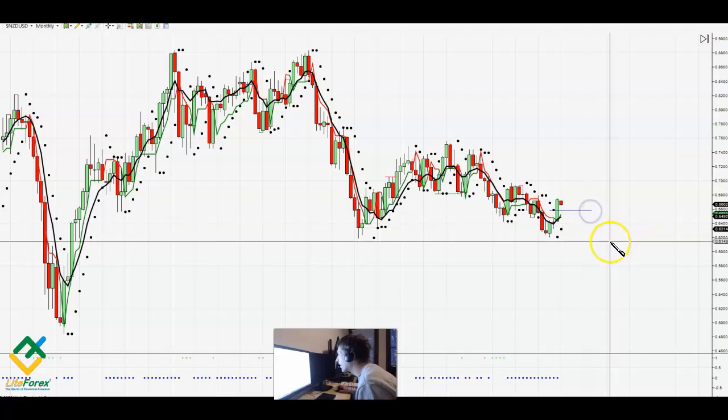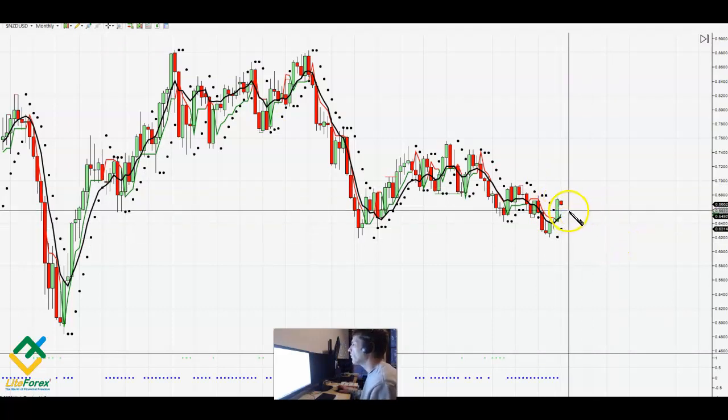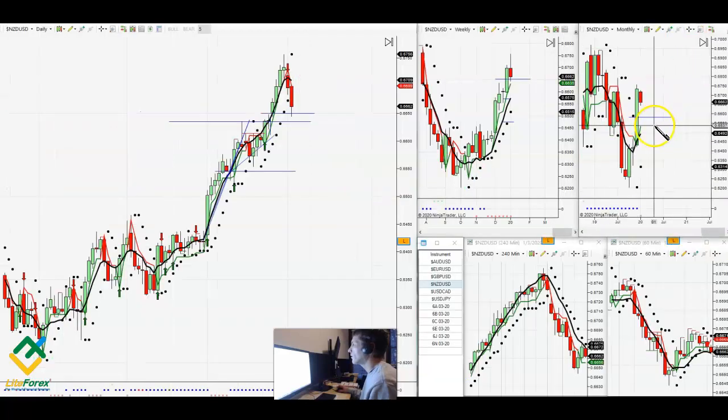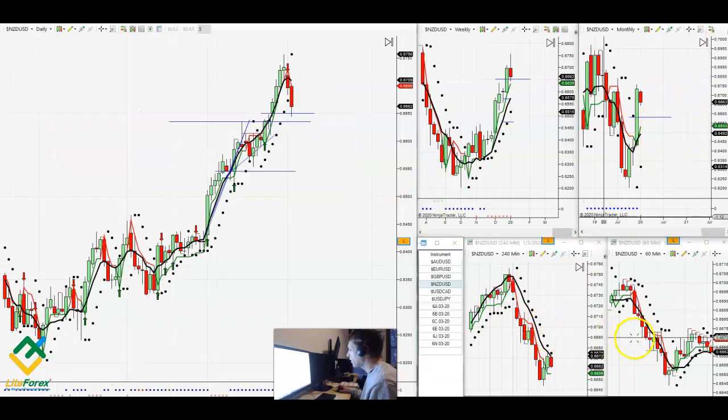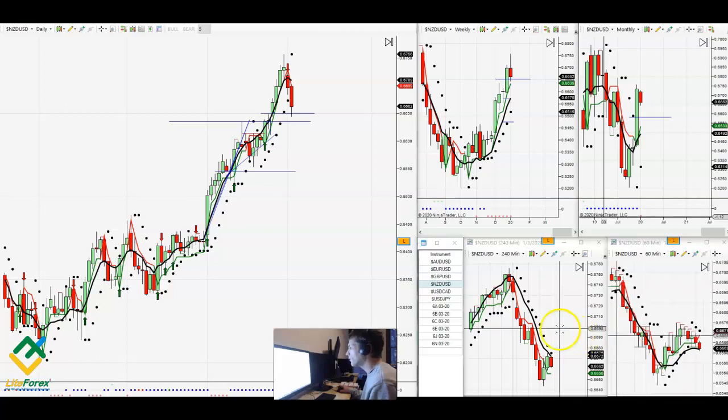It's roughly 65.80. Let's see if that price can hold. And that's basically how I'd be playing the New Zealand USD.